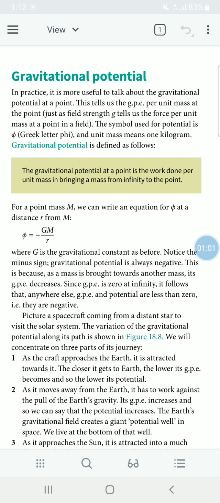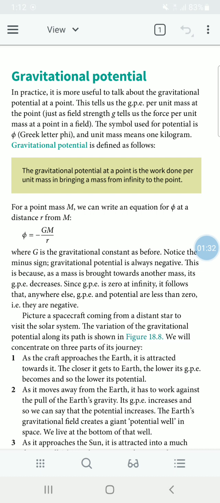So the gravitational potential has a definition. The gravitational potential at a point is the work done per unit mass in bringing a mass from infinity to that point. So there is a mass at infinity, then from infinity to a certain point we bring this, and the work done per unit mass is what we refer to as the gravitational potential.